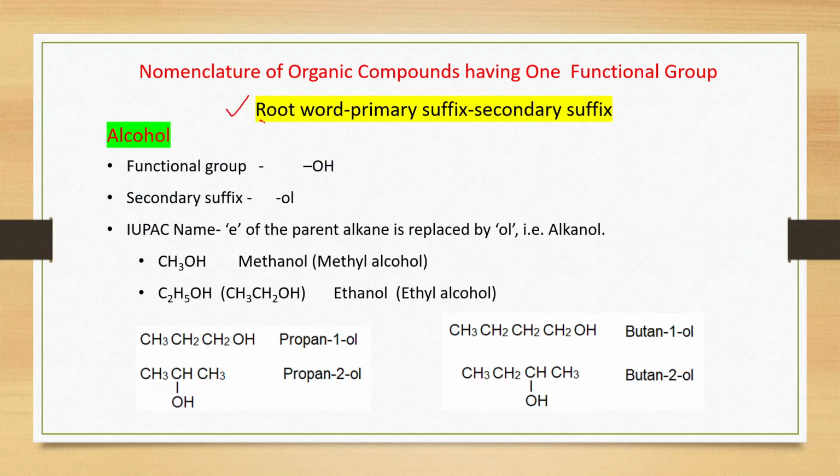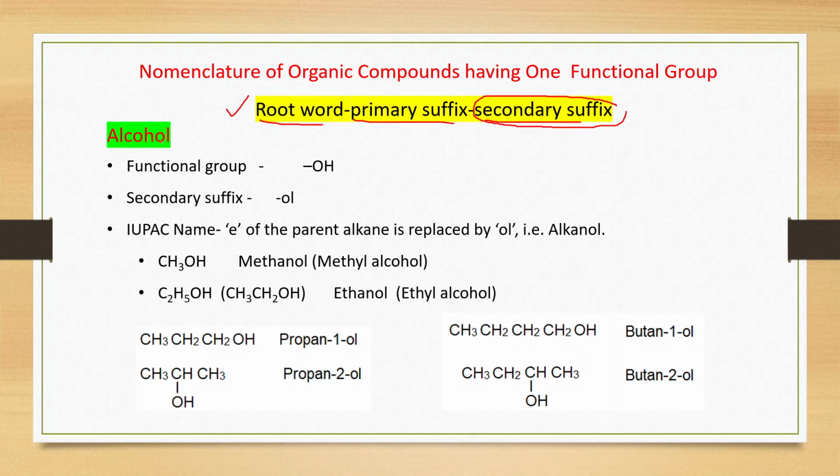First we will write the root word, that is, the number of carbon atoms present in the parent chain. Then we will add a primary suffix. If a saturated compound is there, we use ANE. If a double bond is there, ENE. If a triple bond is there, YNE. And then the secondary suffix. This secondary suffix is characteristic for each functional group.